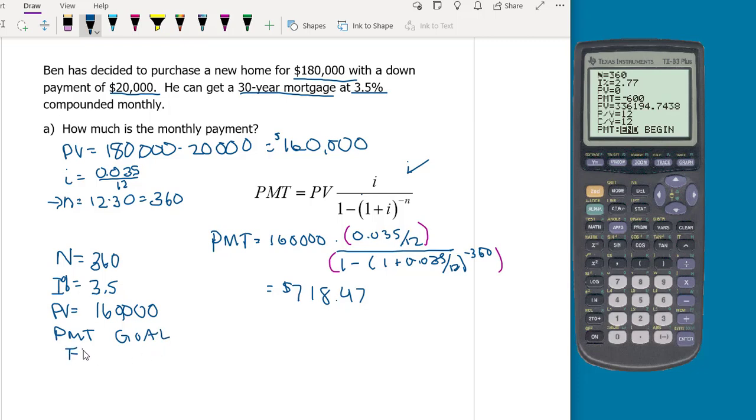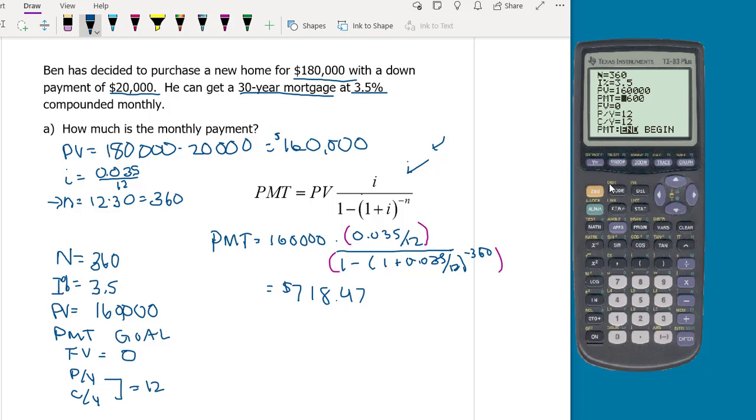Our future value, notice that we didn't have to think about future value when we did it with the formula, but on the TVM solver we do. So our future value, this is the amount that we want to have as our balance at the end of the 30 years, and we want to owe nothing, so that would be 0. And payments per year and compounding per year, they are the same, and they are 12. So if we enter this information, we got 360, we have 3.5, present value is 160,000, payment, that's what we're looking for, 0, and then 12s.